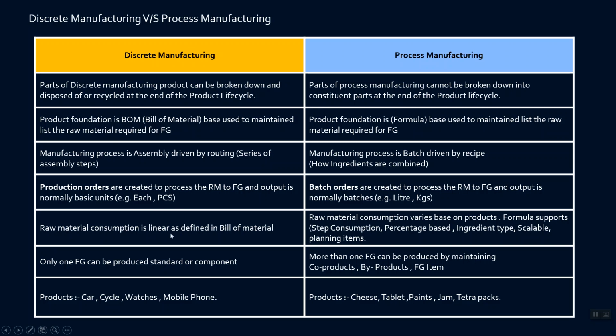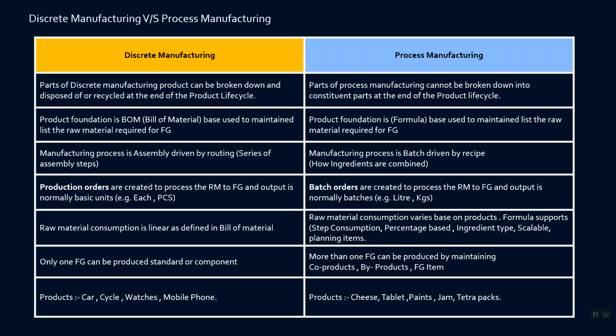Raw material consumption is linear, so whatever quantity is written in the bill of material, in the multiples of the production order, item or material will be consumed. Whereas in process manufacturing, you will have different strategies to consume material like step consumption, percentage based, ingredient type, scalability planning items. Yeah. So all are different strategies for how your material can be consumed in the production.